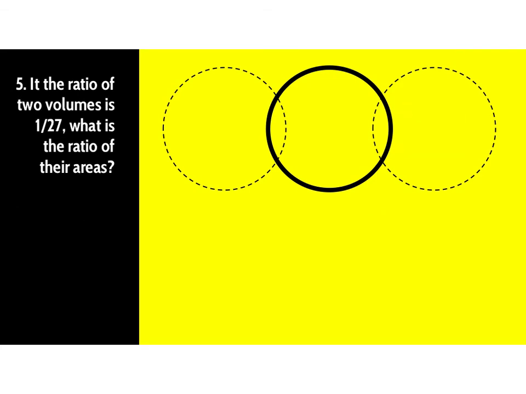So now we have, if the ratio of the two volumes is 1 to 27, what is the ratio of their areas? So we have volume, that's what we're given. That's 1 to 27. In order to figure out the area, we actually have to hop back here to the side ratio. So we're going to go this direction. And to do that, we need to take the cube root. With cube root, remember you're thinking what number times itself three times gives us 27?